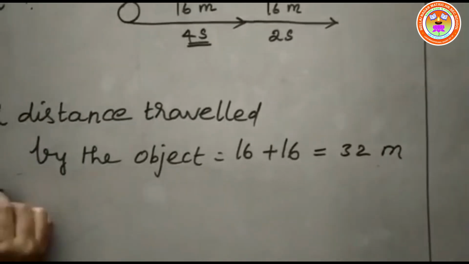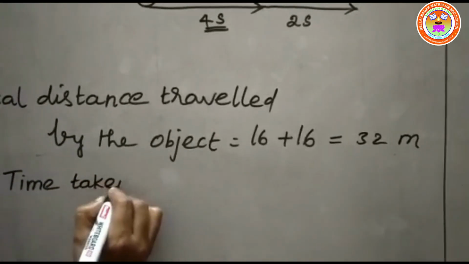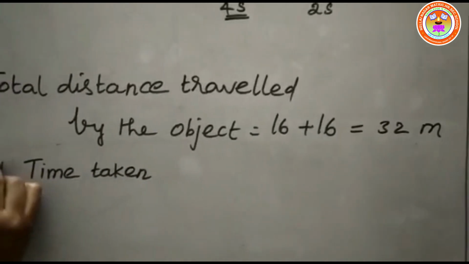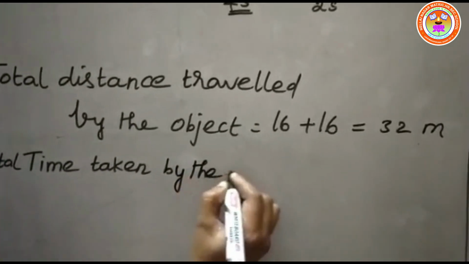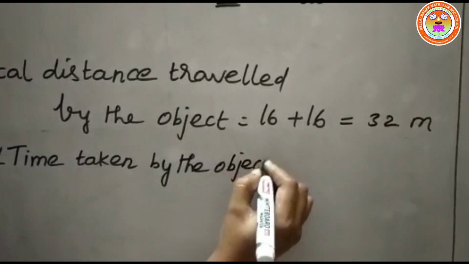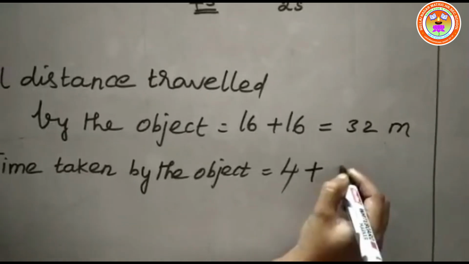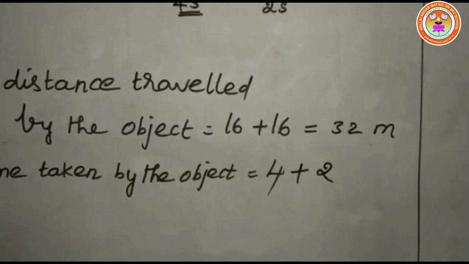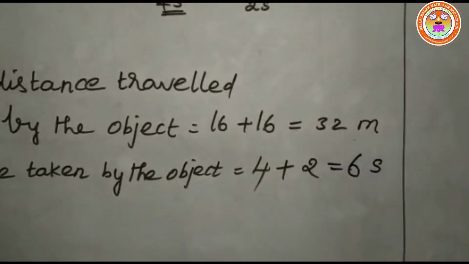So what about the total time taken? The total time taken by the object. First it covers the 16 meter distance, the time taken is 4 seconds, and for the same distance the time varies, isn't it? 2 seconds. So what will come? 4 plus 2 is equal to 6 seconds.